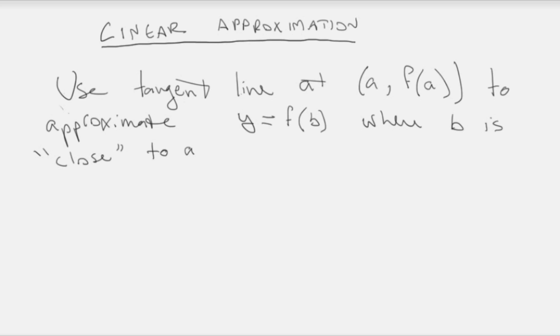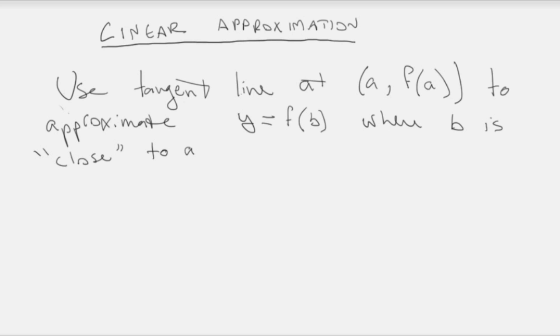Alright, so here is what a linear approximation does and how we use it. You use the tangent line at a and f of a, the tangent line at that point, to approximate a function value y equals f of b, where b is close to a. I put "close" in quotes because the closer b is to a, the better the approximation will be, and the farther away b is from a, the not as great the approximation will be. I'll show you graphically how that works and why that makes sense.